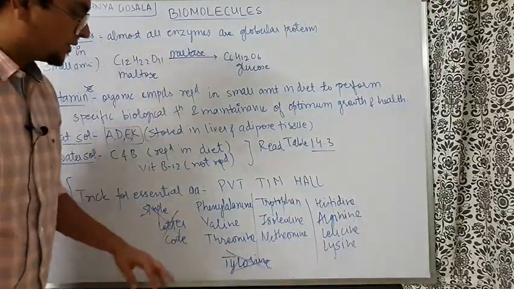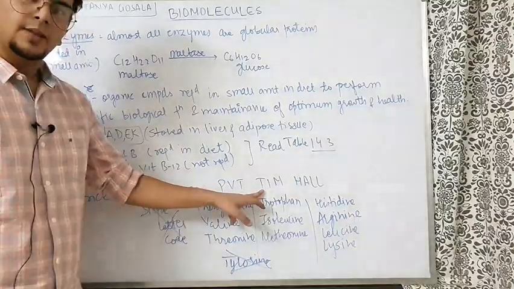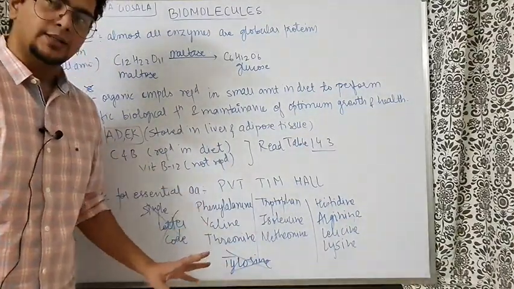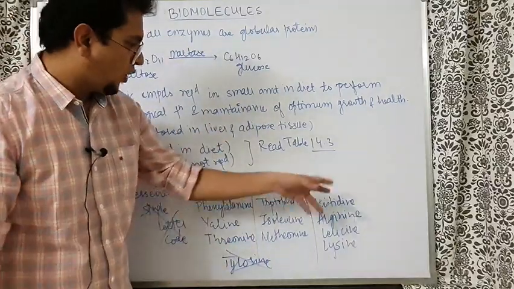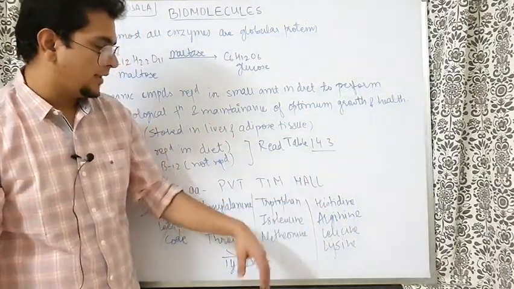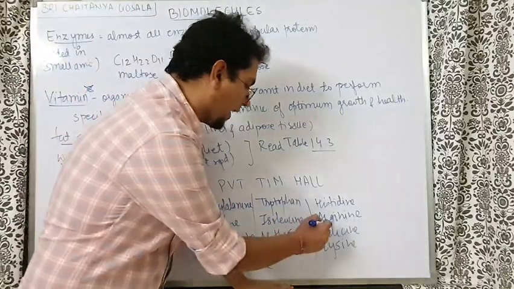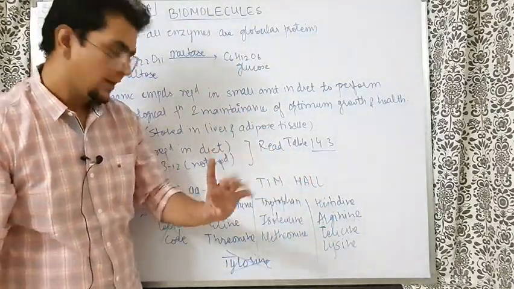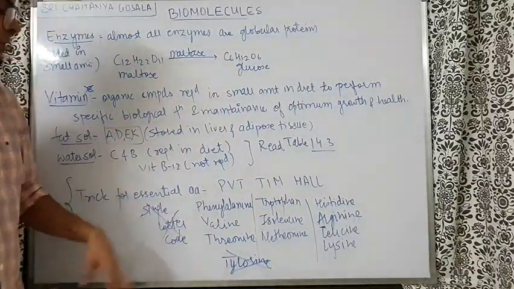One thing to remember here is that tyrosine is not an essential amino acid. Sir, why are you telling tyrosine separately? Because there are two Ts, and tyrosine also has a T, but it is not an essential amino acid. Going ahead, Hall: histidine, arginine, leucine, lysine. Here also, A is for arginine; keep in mind, alanine is not essential, arginine is. So Private Tim Hall.